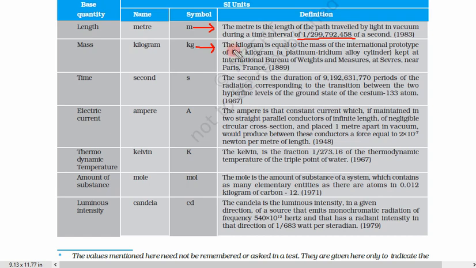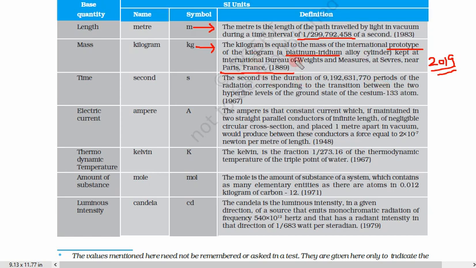Now for kilogram. The kilogram is equal to the mass of the international prototype of kilogram. There is one standard prototype of kilogram, a cylinder made of platinum iridium alloy, which is kept at the International Bureau of Weights and Measures at Sevres near Paris, France. This is the standard from 1889. But just a year before, that means in 2019, there was a new definition of kilogram. But we will not discuss that definition.